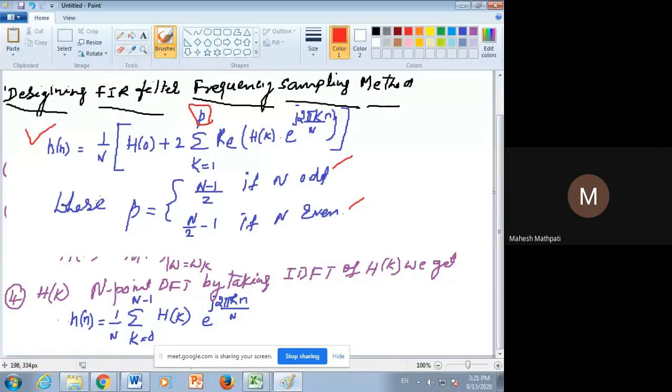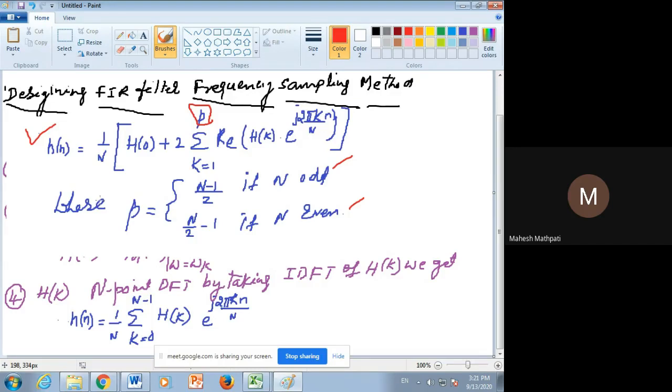Next, bracket h of k into e raised to j 2 pi k n upon n, bracket complete, where p is equal to n minus 1 by 2 if n is odd and is equal to n by 2 minus 1 if n is even. Okay. Thank you. Hope everyone has done the corrections wherever you have made mistakes.